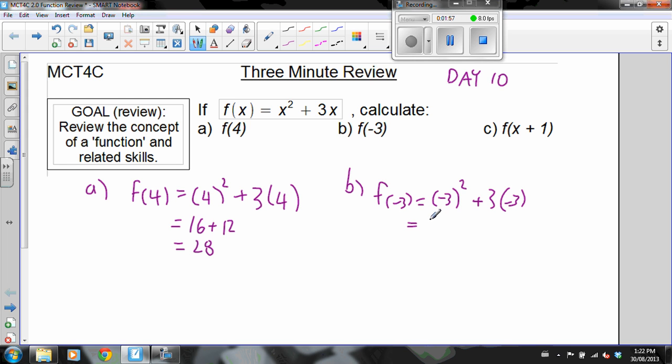Hopefully you can do that in your head. -3 squared is +9, +3 times -3 is -9, subtract 9 is 0. And that's got a special significance for this type of function, but we're not worried about that now.